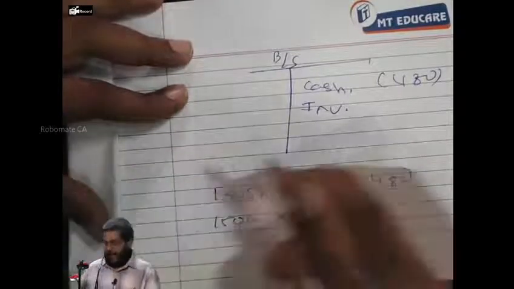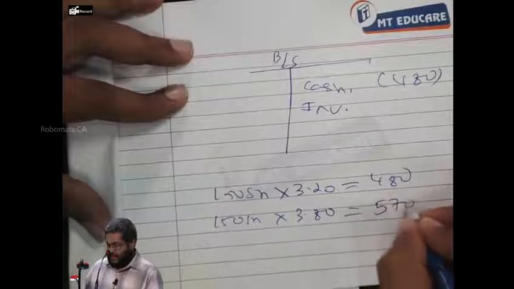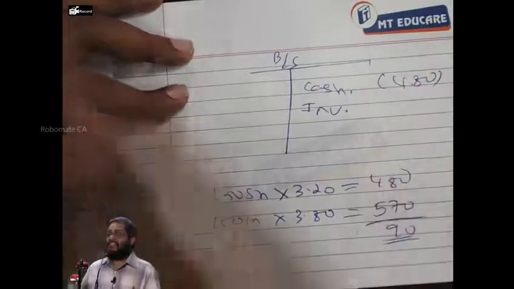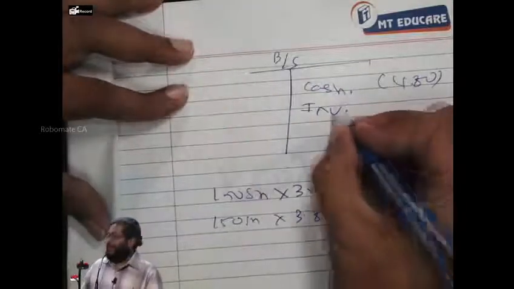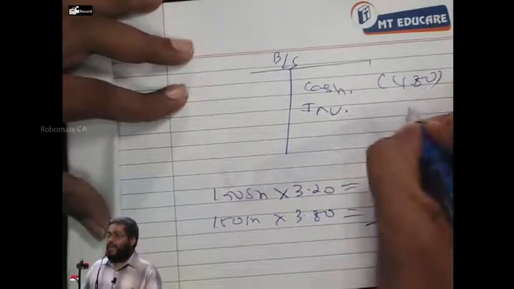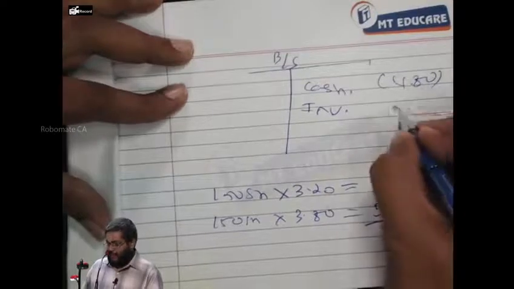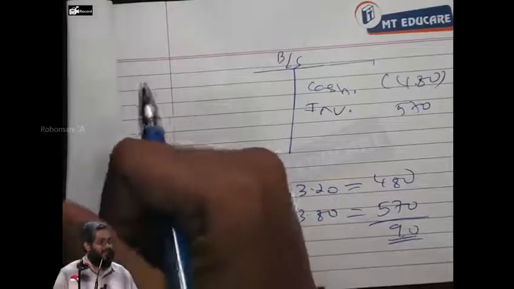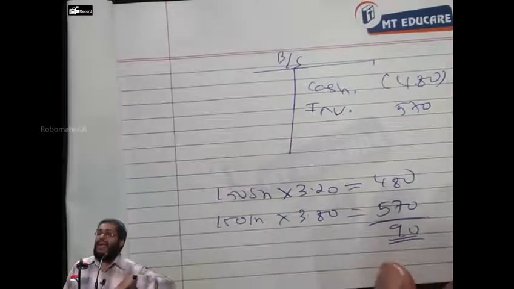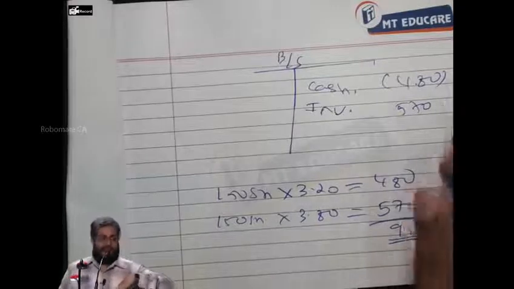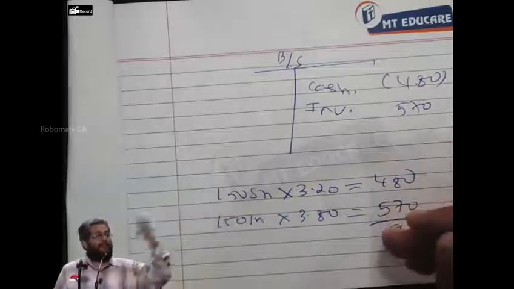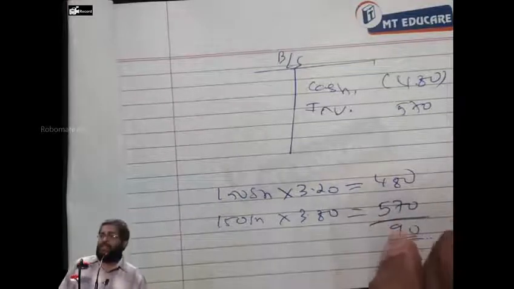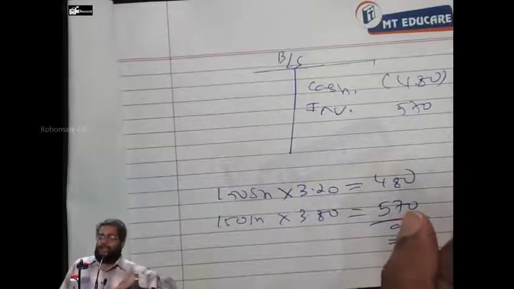It becomes 570. The difference is 90. Yes or no? Now 480 cash has gone out of my balance sheet. It became shares, but it is not becoming 480 rupees worth of shares. It became 570 rupees worth of shares. Is my balance sheet wealth increasing or decreasing? Increasing. Very simple. I am having cash of 480 rupees in my pocket. From this pocket, I took out the cash and gave it to the company. The company gave me 150 shares.